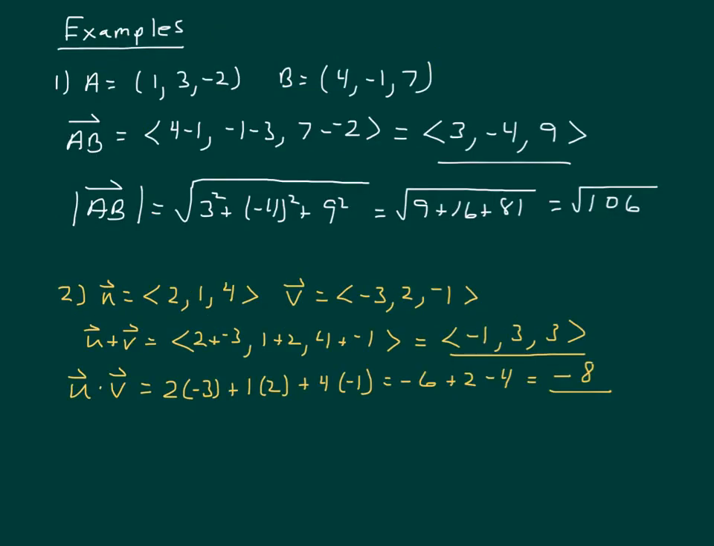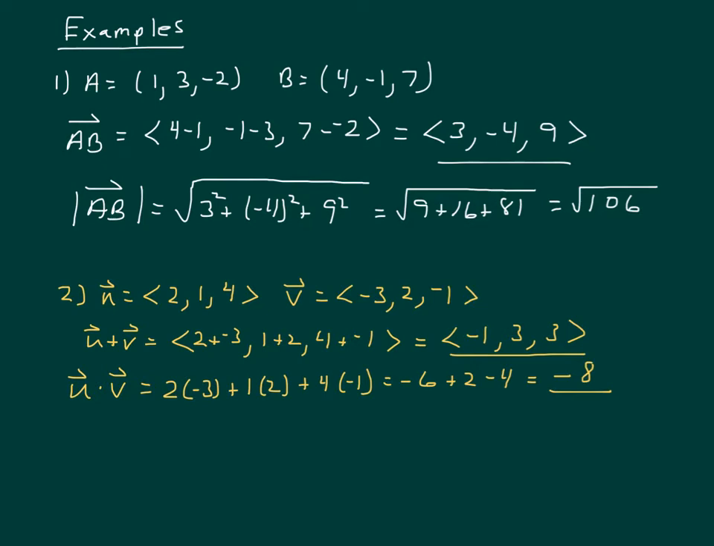Let's take a look at a couple examples. In this case, I have a point A in 3 dimensions, which is at (1, 3, -2), and a point B at (4, -1, 7). Now the first thing I want to do is find the vector that goes from A to B.